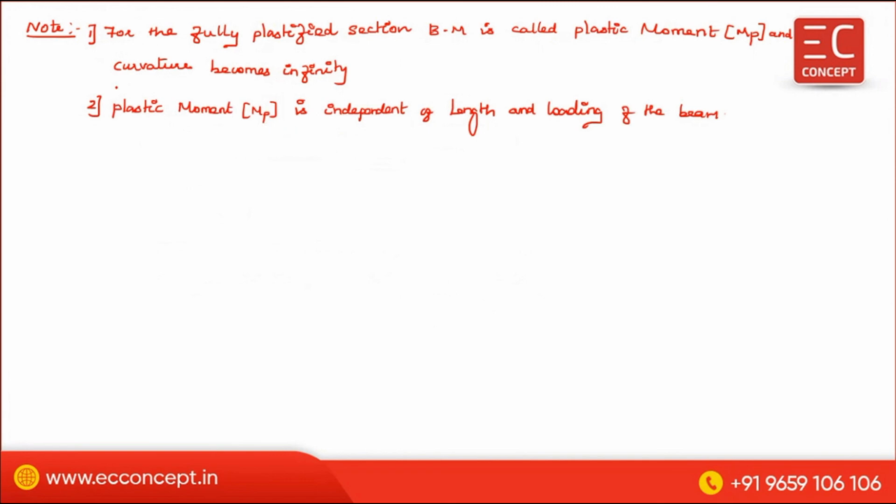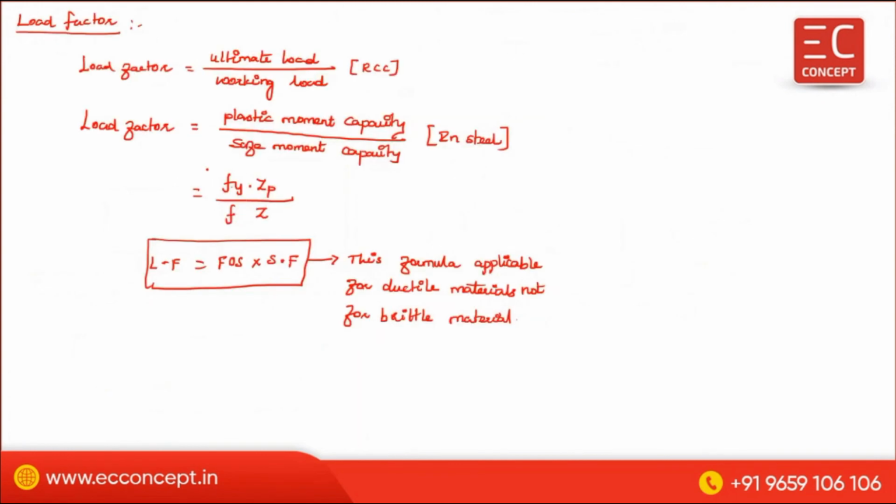Now, third one, shape factor, which is equal to ZP divided by Z. Here ZP is equal to total area divided by 2 into... Sorry. Okay, I think it got deleted. So let me write once again.